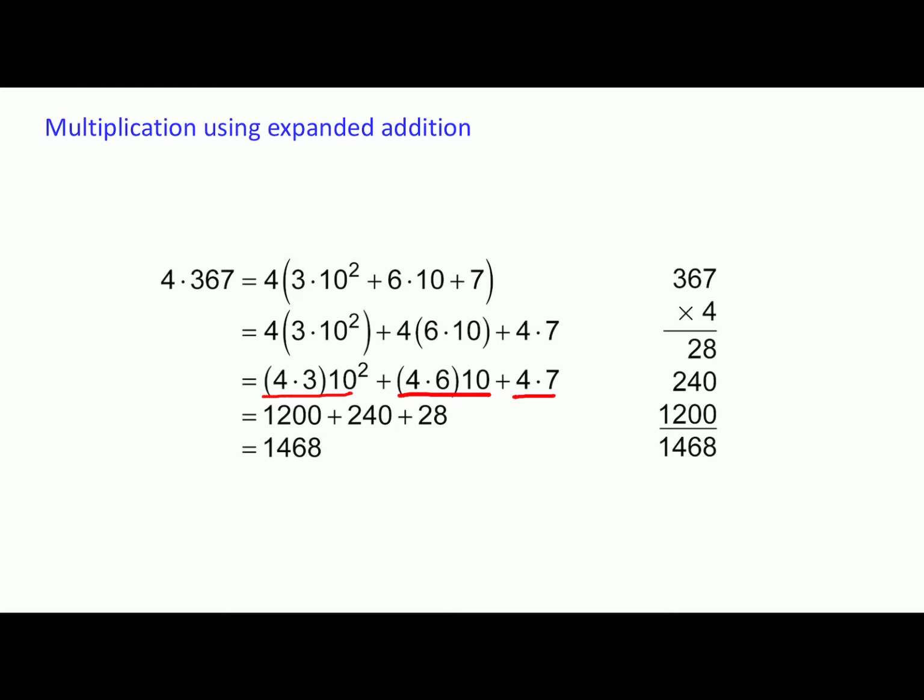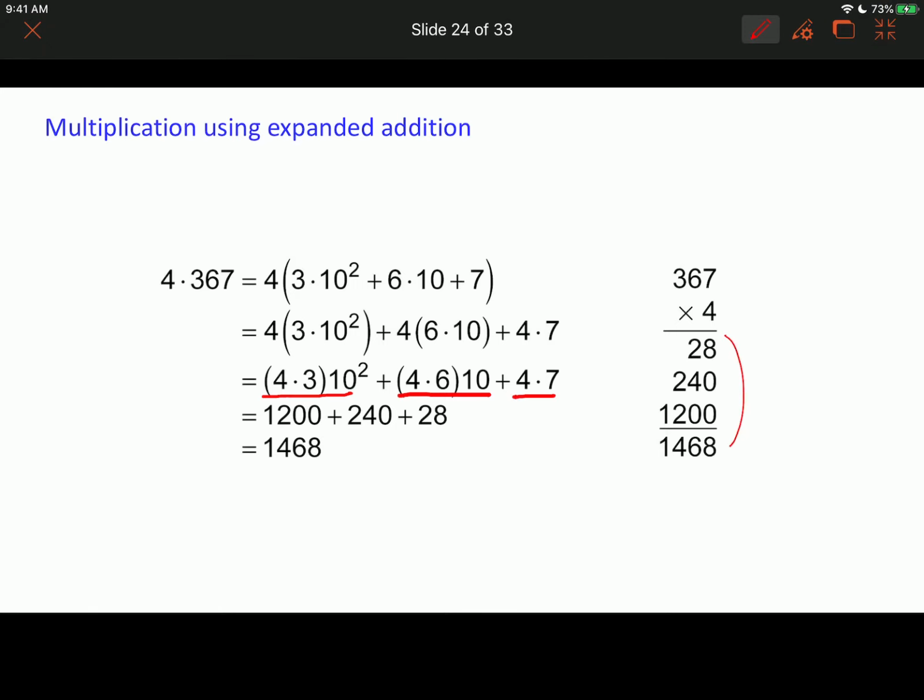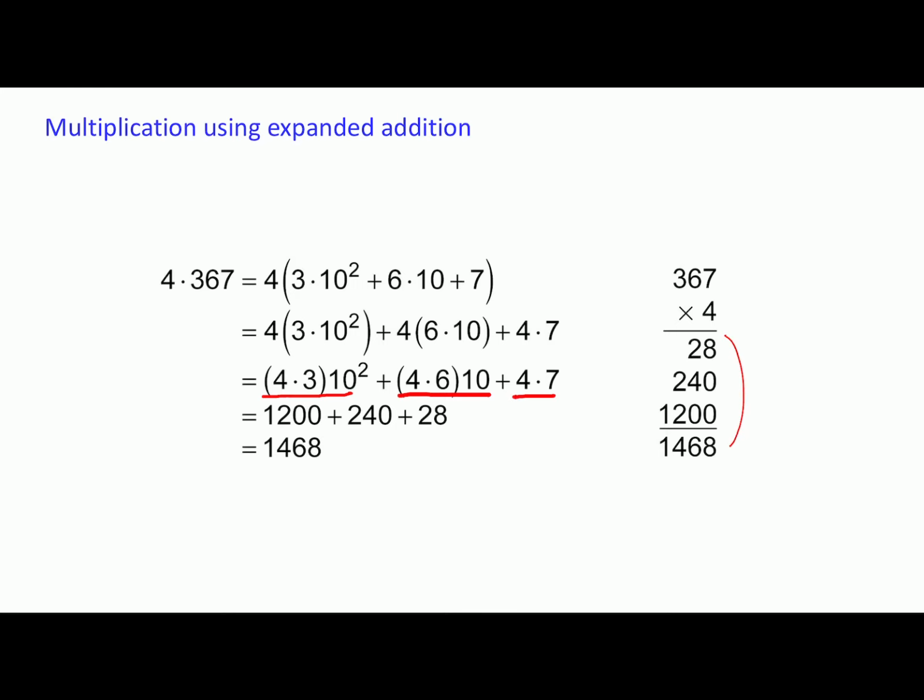All right, that's what you're doing here with the expanded algorithm as well. We're just not writing it out as much as we are on the left-hand side. So here we're multiplying 4 times 7 to get 28, and then to get the 240, I'm multiplying 4 times 60, right? Which is 4 times 6 tens, and so on.